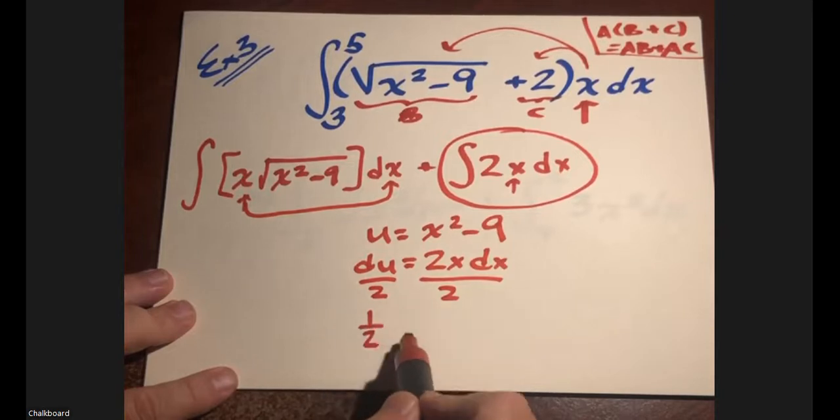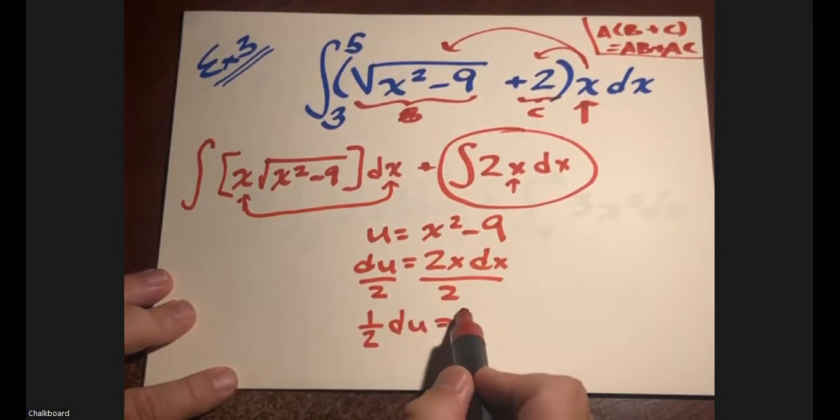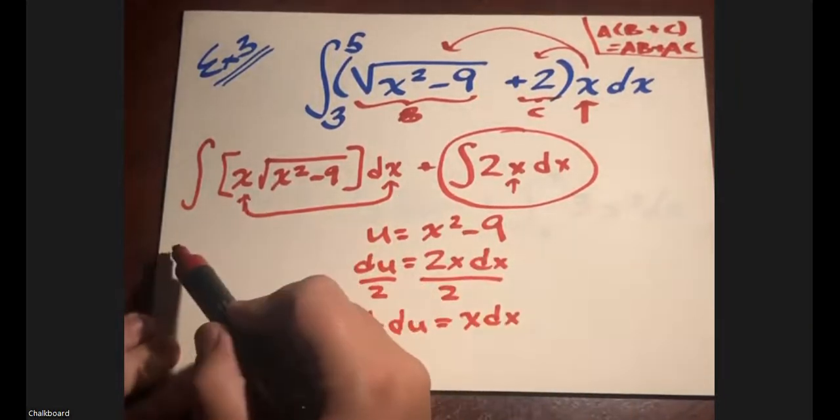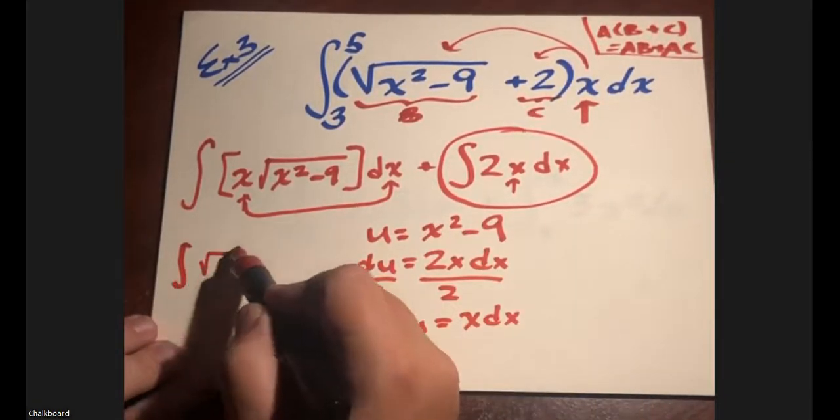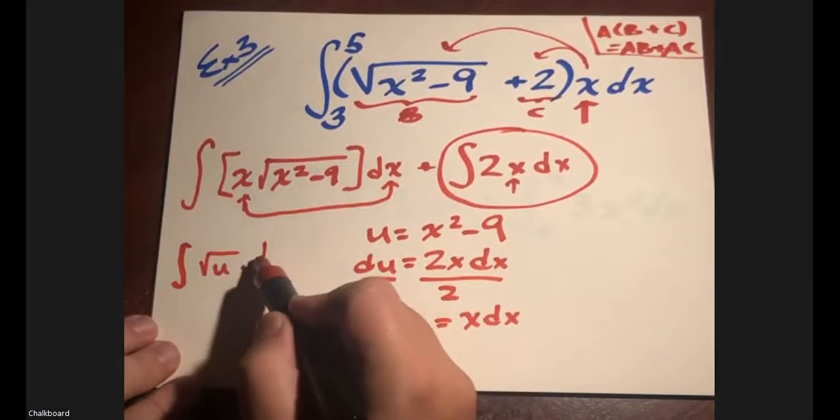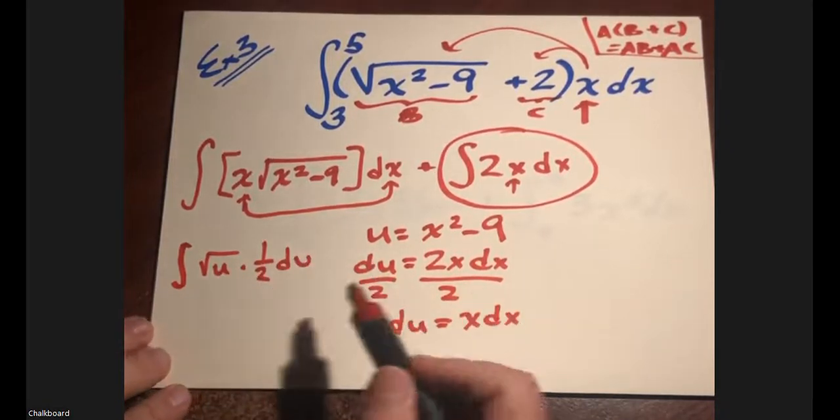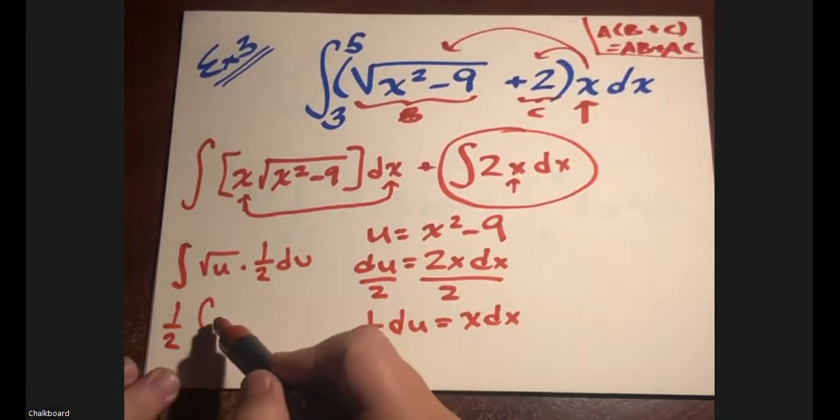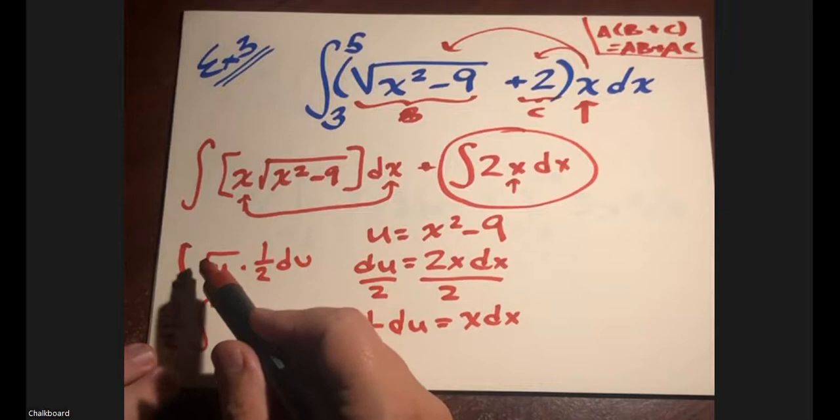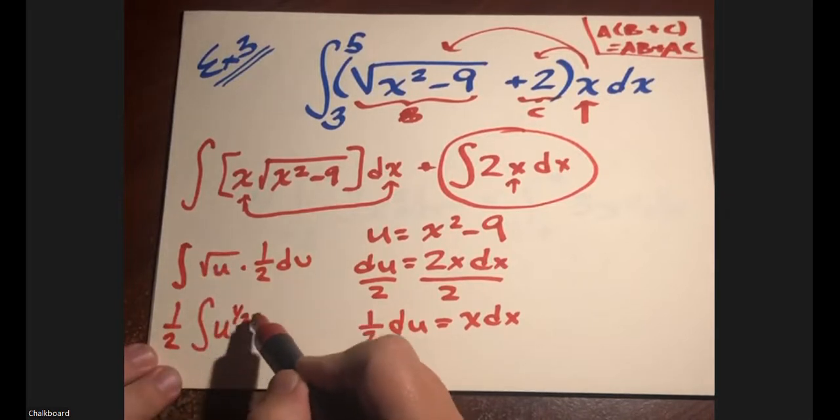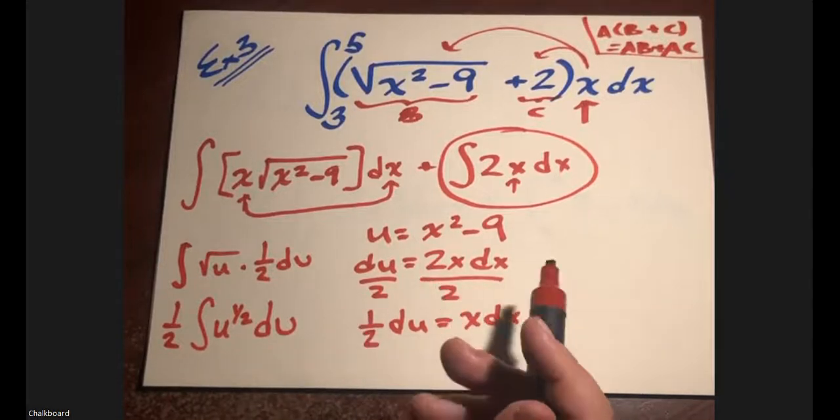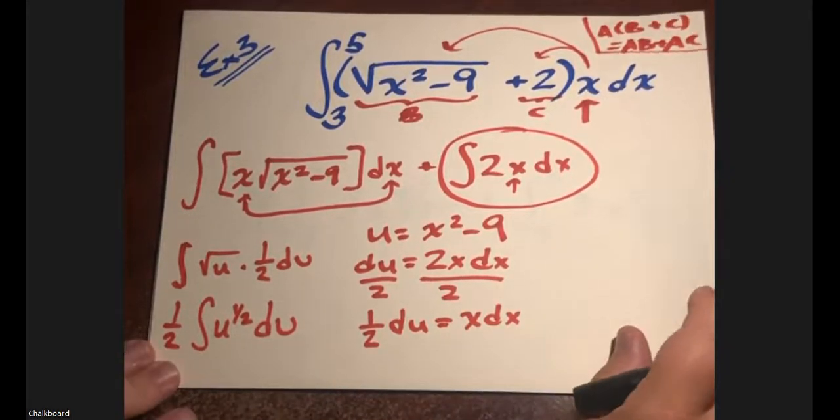And now I think of it this way, 1/2 du equals x dx. So that means I can make it the integral of the root of u times 1/2 du. And then pull the 1/2 out like so. By the way, the root of u is u to the 1/2. And now when you solve that, it's going to get a little ugly. So you got to just be really careful with it. Let's do that.